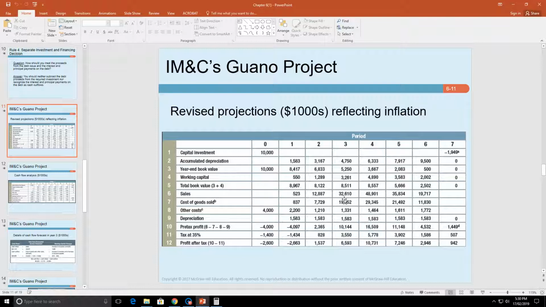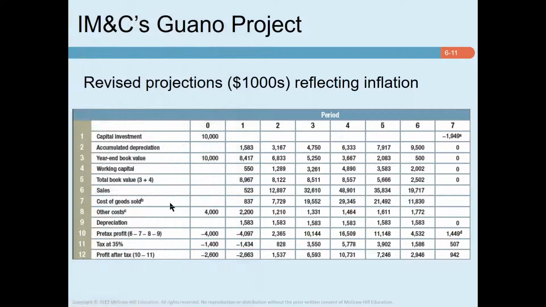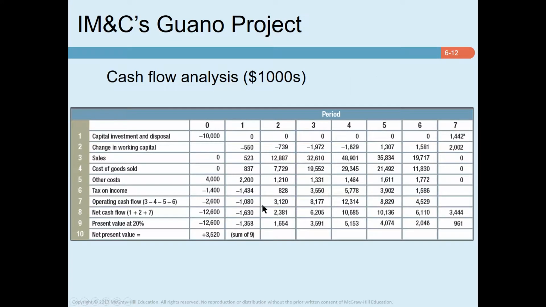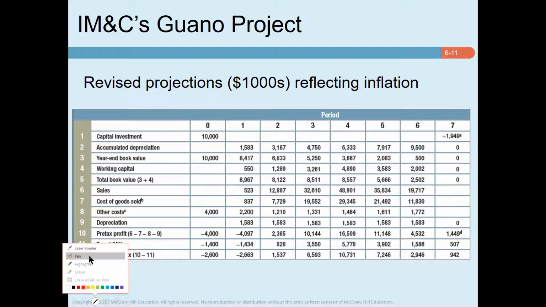Then these are the income statement information. We have sales, cost of goods sold, other costs, depreciation, and pre-tax profit. So how do we calculate pre-tax profit? This is our sale. You can see 523. So from these sales, as we deduct cost of goods sold, other cost, and depreciation, we get pre-tax profit. Then we deduct tax at 35%. So what we get is profit after tax, which will be considered in calculating NPV.